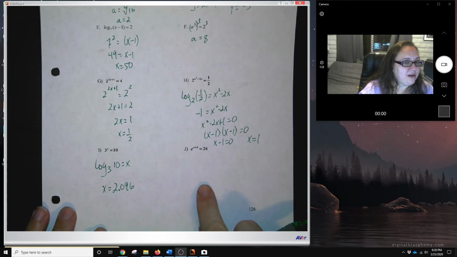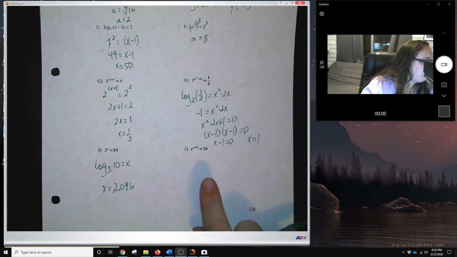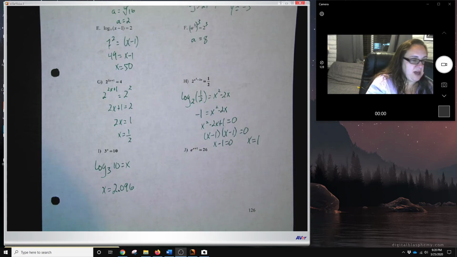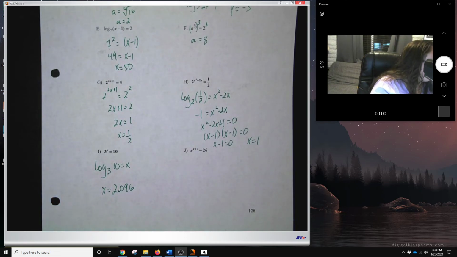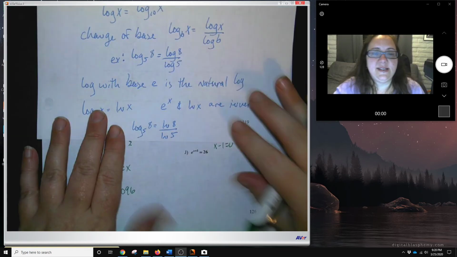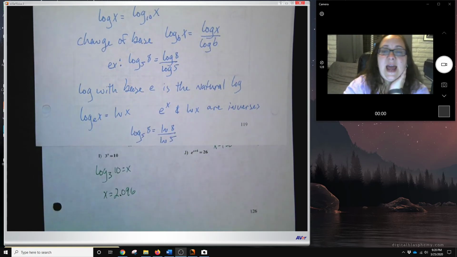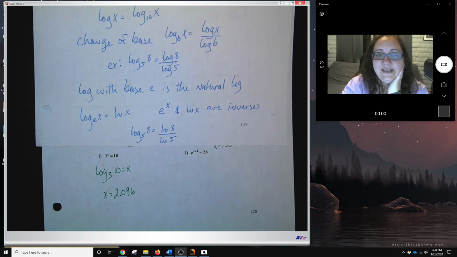Now, we skipped around a little bit, so we didn't talk about e and its relationship to logs. So if we could jump back to page 119 where I was keeping my notes. Let's find it together. Where did I put you? Here we go. The last piece on here is to let you know that log with base e is the natural log. So log with base e of x is the same as saying the natural log of x.